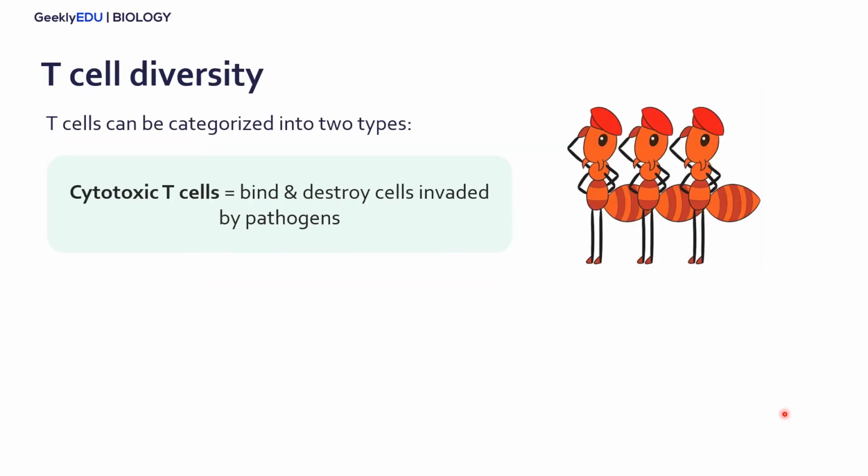T cells come in two main types, and the first of which are cytotoxic T cells. So these are cells that will bind and destroy any of our own cells that are invaded by pathogens. So these really are our killer or army T cells.